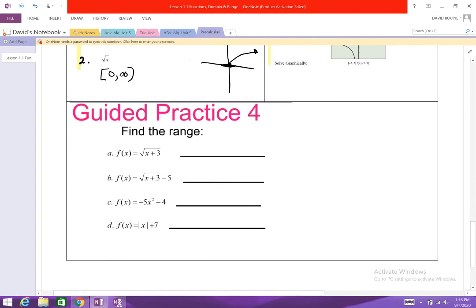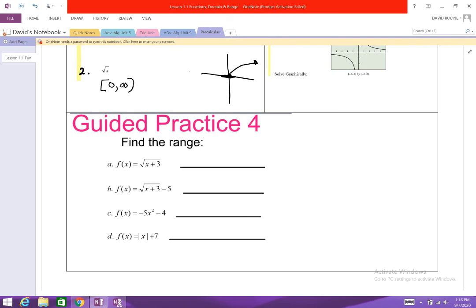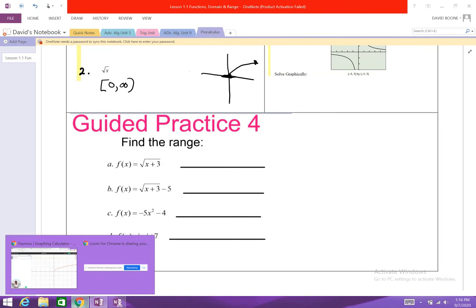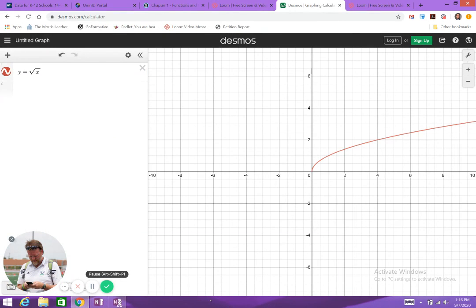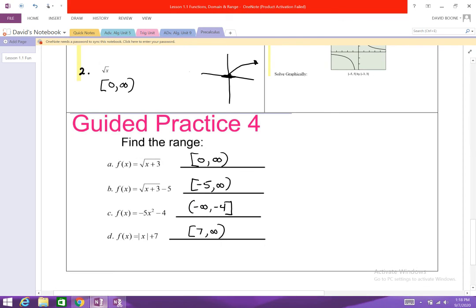What I want you to do is either through reasoning, or if you have to for now, graph each of these and come up with a range. So what I suggest you do is pause the video and give it a little try, and then unpause it and come back and check your answers. All right, and you're back, and hopefully you came up with these answers. If you didn't, make sure to ask them in class, and we can certainly discuss them a little bit more.